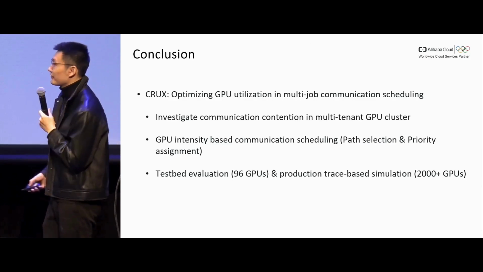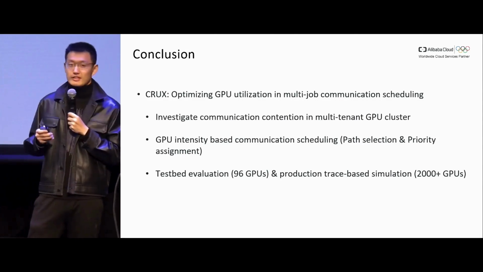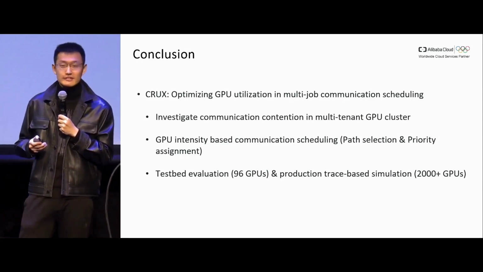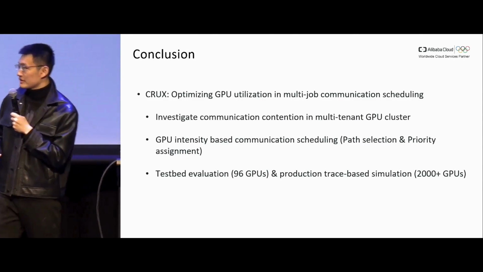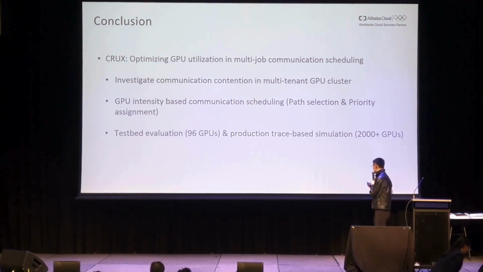To summarize, first, we find that communication contention between deep learning training jobs should be handled carefully. Then we propose Crux, a communication scheduler for multiple deep learning training jobs, including path selection and priority assignment. Finally, we evaluate Crux based on both testbed evaluation and trace-based simulation.